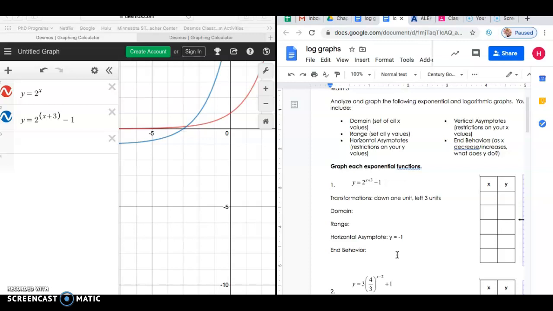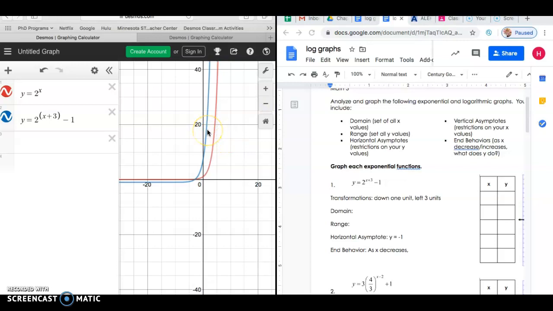Finally, we have to go through the end behavior. So as x decreases, what happens? Well, let's look. As x is decreasing, so your negative x values. Sorry guys, I keep pointing at my computer as if you can see what I'm doing. I'll remember to use my mouse. As x goes to negative values, it looks like y gets closer and closer to -1. But it never crosses -1. So it never equals -1.